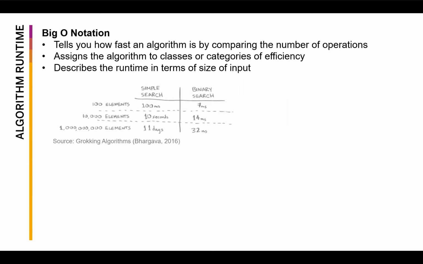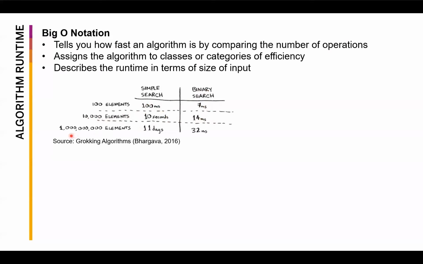So from an example perspective, let's say we have two search algorithms, the simple search and the binary search. If we do simple search on 100 elements, in layman's terms, without using the algorithm, it might take 100 milliseconds. But for the binary search, a different algorithm, it would take 7 milliseconds. If we run 10,000 elements, it might take 10 seconds or 10 operations, and then it would take simply 14 milliseconds even for binary search. So it's a smaller runtime compared to the other.